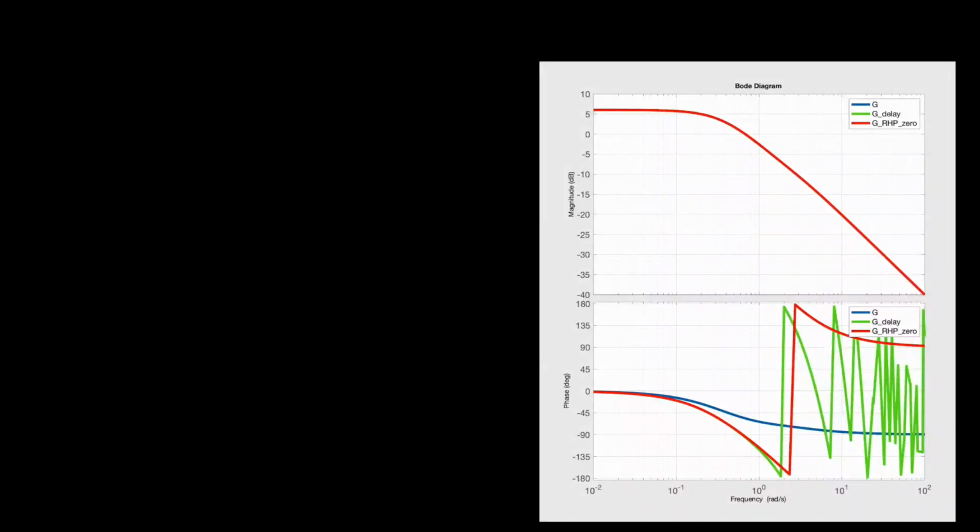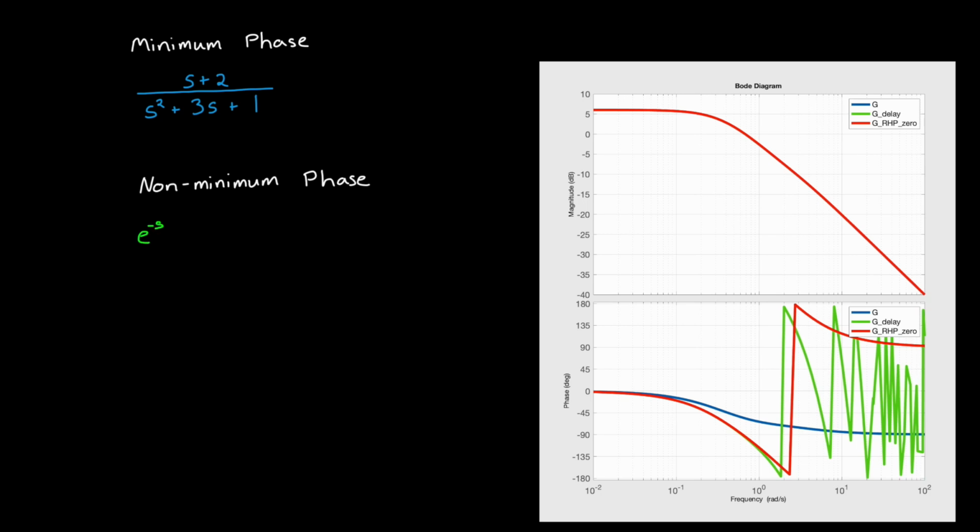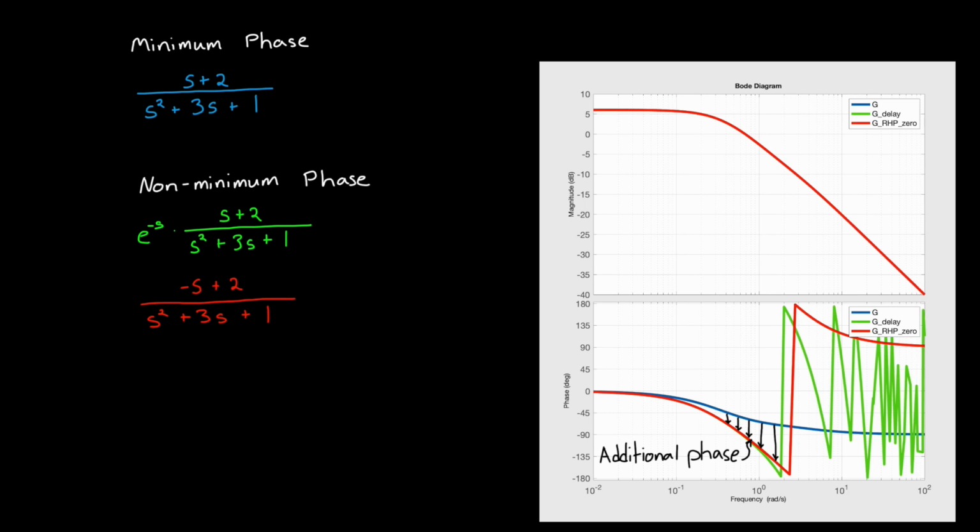And with this, we can talk about the concept of minimum phase and non-minimum phase systems. The transfer function (s + 2)/(s^2 + 3s + 1) is the minimum phase system for this particular magnitude response. And the other 2 transfer functions are the non-minimum phase systems, which hopefully is obvious from the fact that there is additional phase.